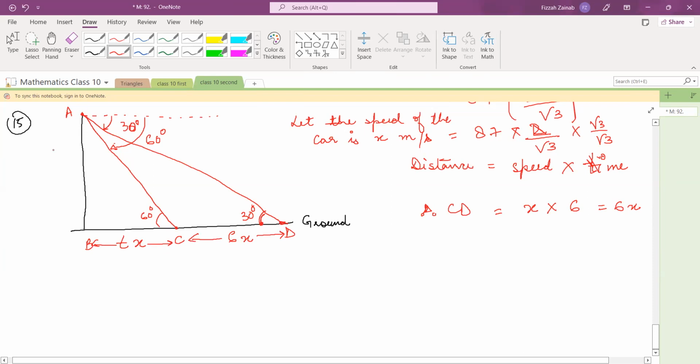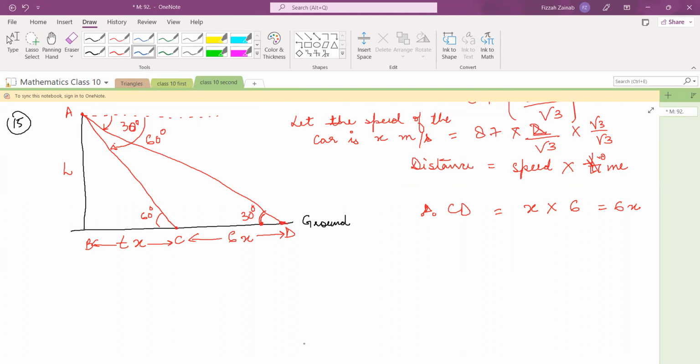Right. So let's say the height of the tower is h. Hamna, I can't hear you today. Yes, ma'am. Okay. Rida, are you here in the class? No, Rida is not here, I think.